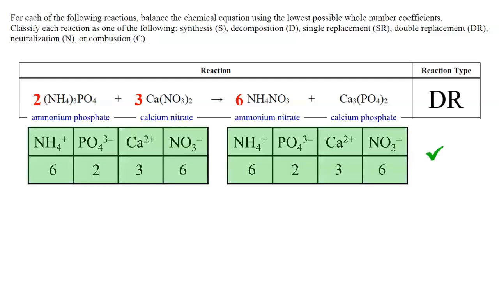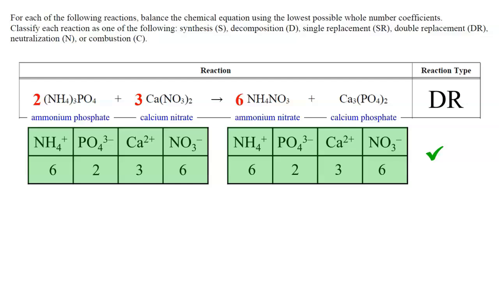At this point, this equation is now balanced. I have the same number of each type of ion on the left and the right, and the coefficients from left to right in this balanced equation are 2, 3, 6, and 1.